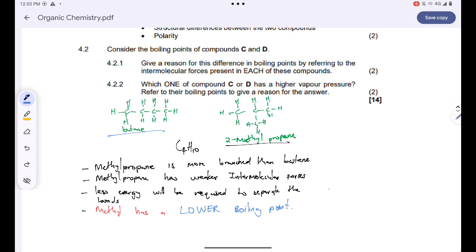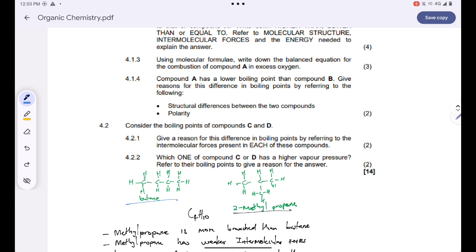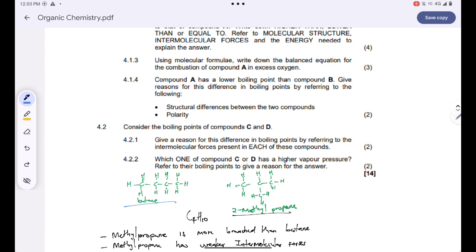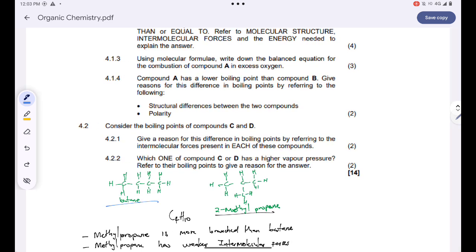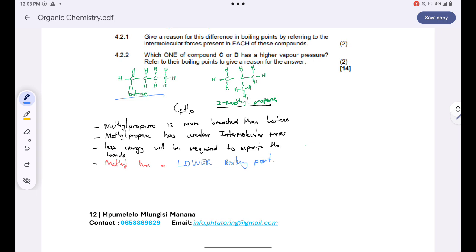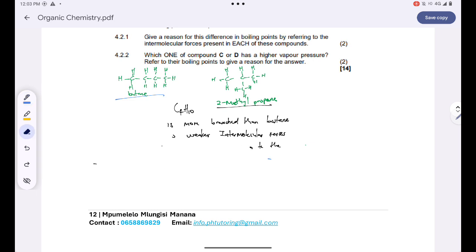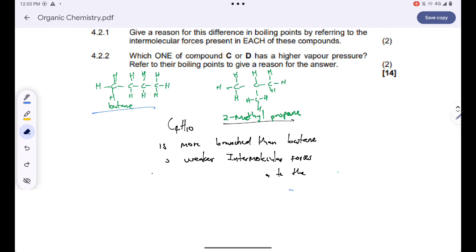Okay. And then 4.1.3, we are told that using molecular formula, write down the balanced equation for the combustion of compound A in excess oxygen. The combustion of compound A in excess oxygen. Let me create room for me to write.